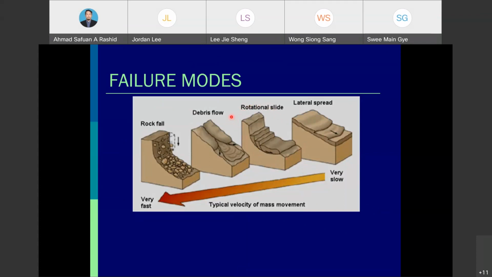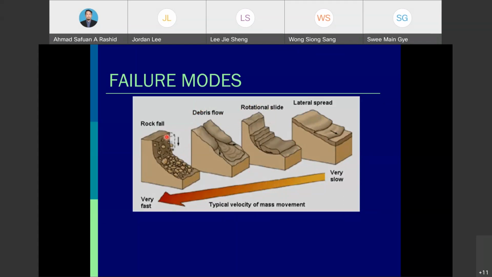And normally the debris flow event returns every 100 to 200 years. So that's why we do not hear a lot of debris flow in Malaysia, compared to a normal slide failure.